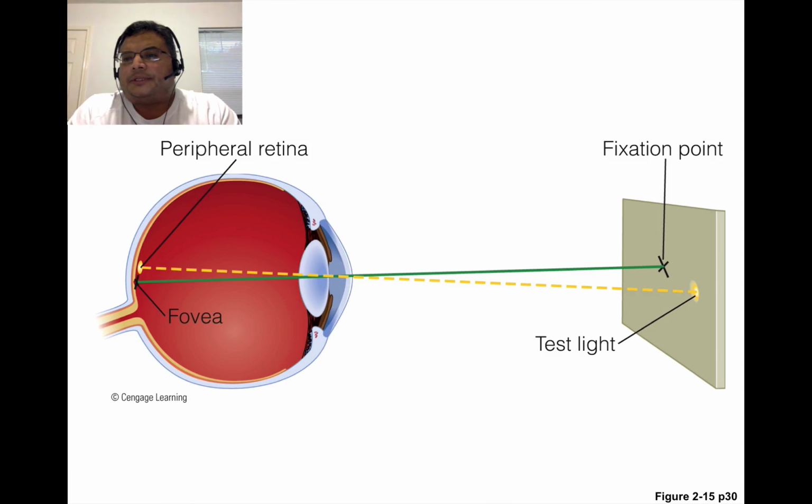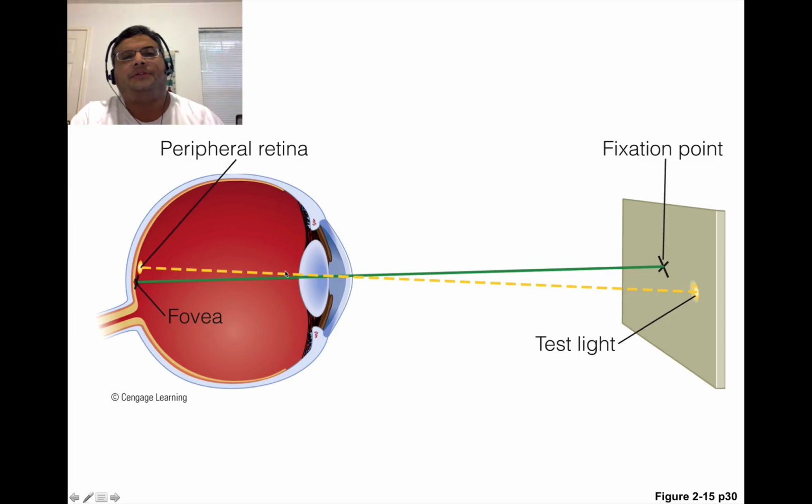All right, so I'm going to skip to this slide here, which is from your book on page 30, figure 215. This is a drawing of how some of the experiments are done where we detect the sensitivity of light of rods versus cones. Now remember, cones are centralized on the fovea, which in this picture here is indicated. Here's a cutaway section of the eye, right?